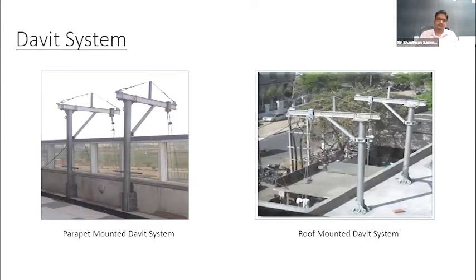Then we have the Davit system. It is again parapet mounted or roof mounted. The Davit system is suggested in case there is some obstruction on the ground. It could be the canopy, the porch area, a water body, or the landscaping, wherein we cannot park the cradle at the ground floor. So in such situations, we suggest using a high mast Davit system. But this one is also heavy because it has to be designed according to EN 1808 standards, and it is recommended to be used up to a height of 60 meters.